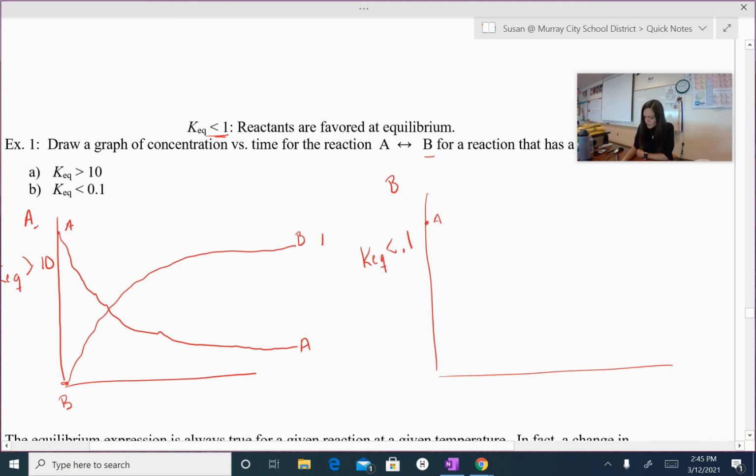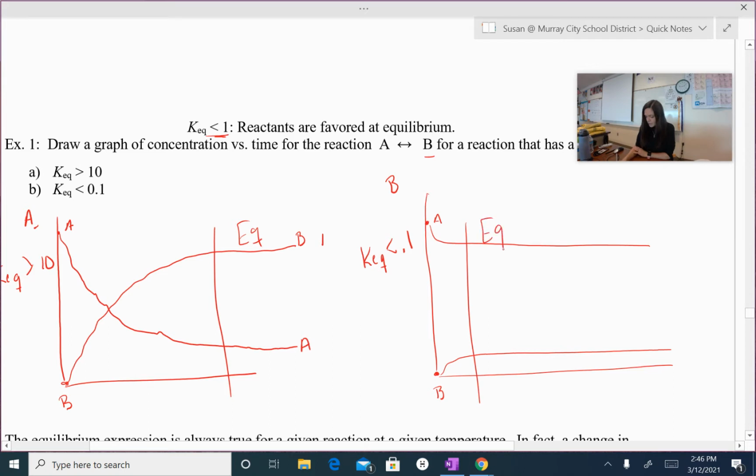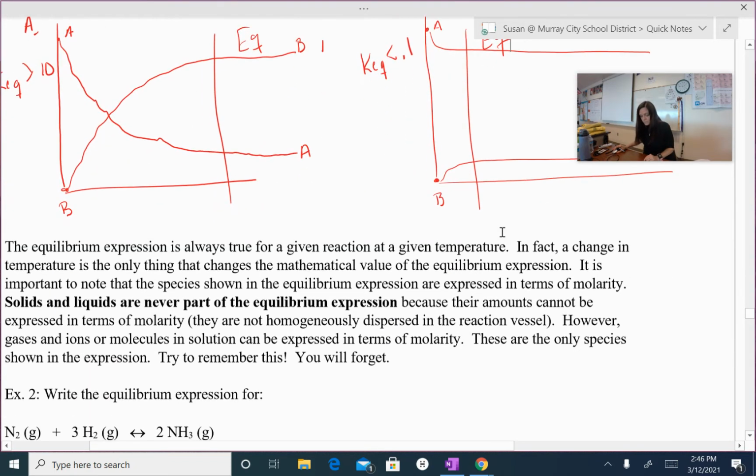A is going to start out here, as always. B is going to start out here. But I'm not going to make very many products. It's just going to go down just a little bit, and B is going to go up just a little bit. Notice I have equilibrium happening in both graphs, but the concentration of the products is vastly different depending on how big my equilibrium constant is. Okay? All right, so here we go.